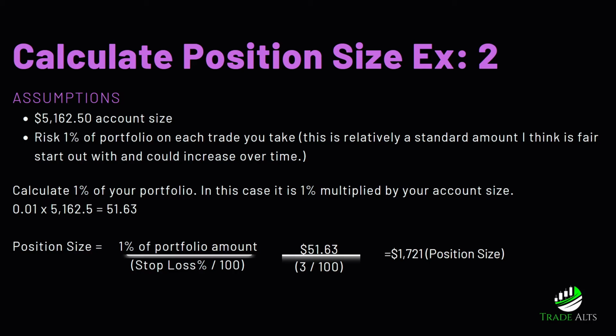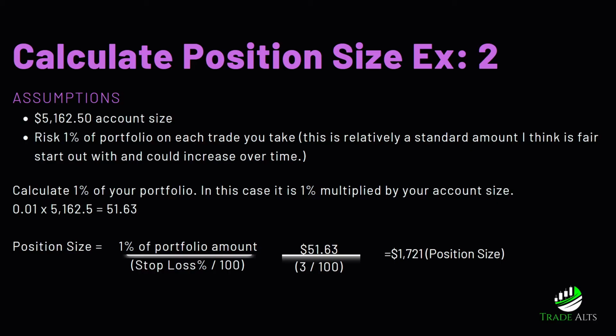I made it a little hard on myself on that last example, but anyway, we're going to pretend we rounded up half a cent. So again, 1% of our portfolio used to be $50. We made some profit in the first trade, so now 1% becomes $51.63.